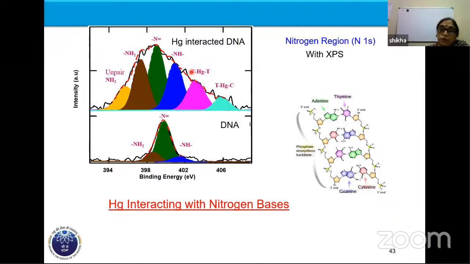Thymine is actually supposed to bond with A, whereas what we are seeing is that T is interacting with T with mercury in the middle, or T can interact with C with Hg in the middle. This will be shown in the later slides. But the main thing is these nitrogen bases are breaking up and mercury is interacting with these bases.